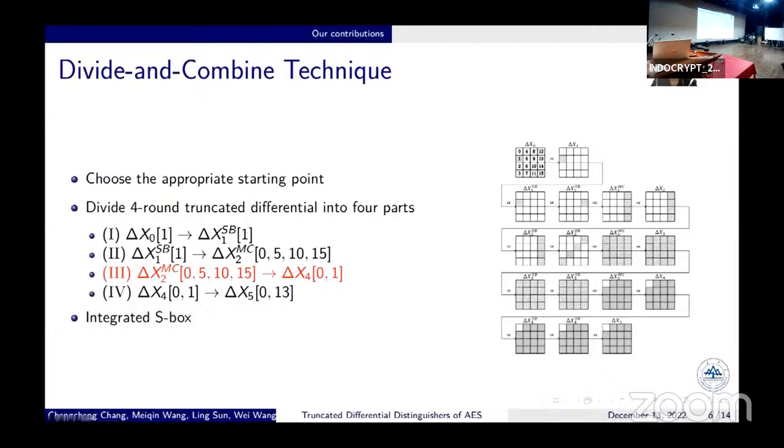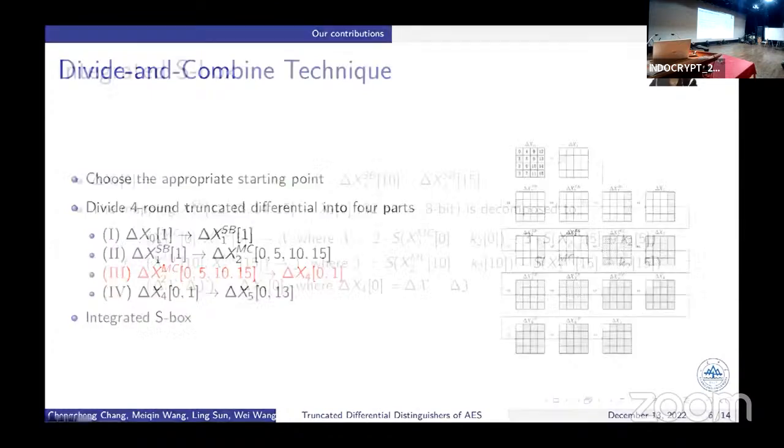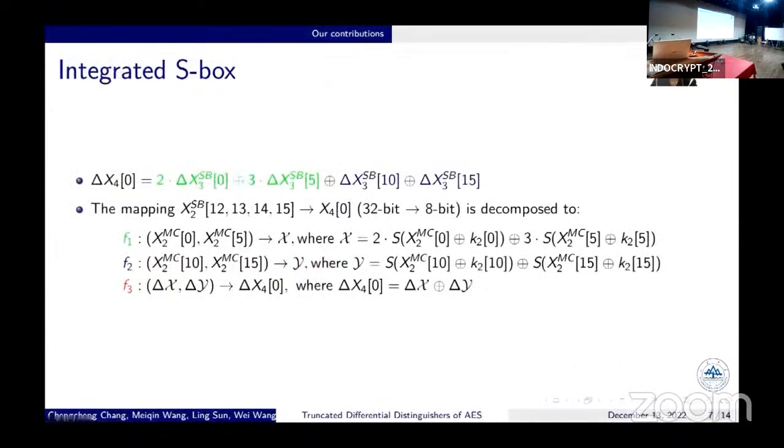The most difficult part is part 3, for which we develop a new integrated S-box technique to further cut down the complexity. The matching from the 4 bytes of FP in x_2 with the 0 byte in x_4 is taken on 32 bits to 8 bits super S-boxes. If we construct the DDT directly, the complexity is 2 to the power of 64.